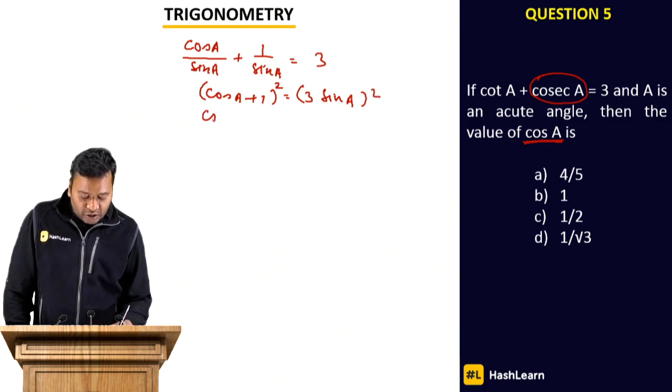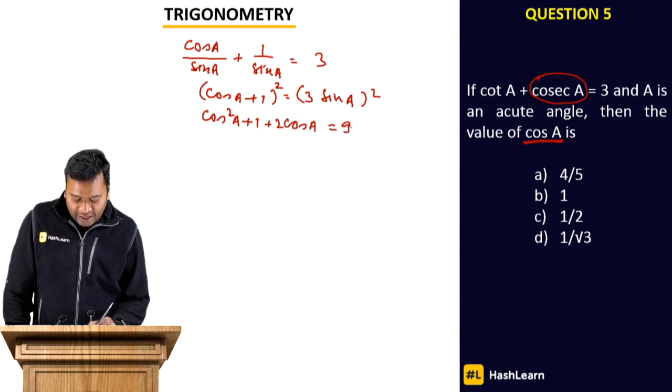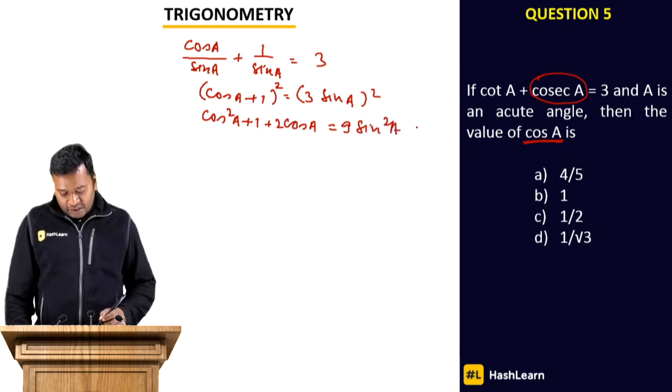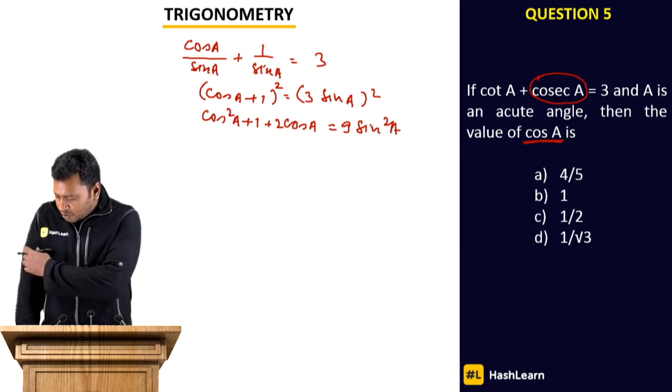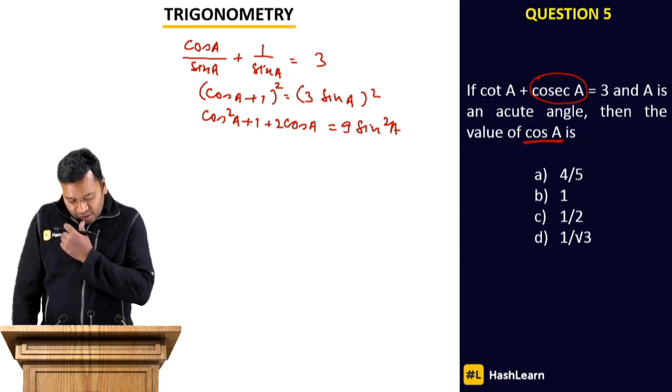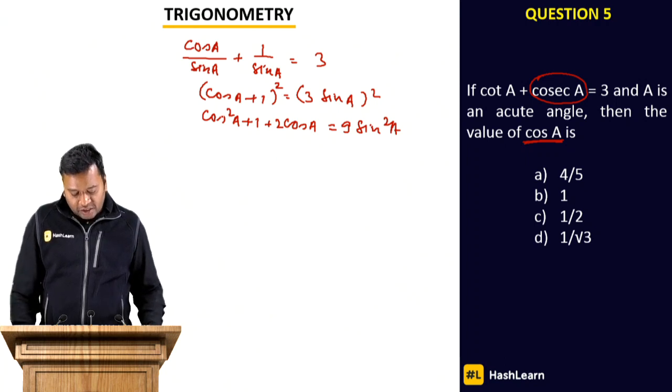So this value is what? So cos square a plus 1 plus twice of cos a is equal to 9 times of sin square a, right? That's my format. So if I will be able to work on this, I can definitely find out the value, right? So let's try to cancel out cos value here, right? So क्या possibilities हो सकती हैं, कैसे cancel करेंगे?